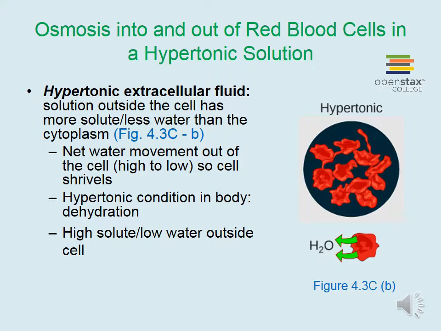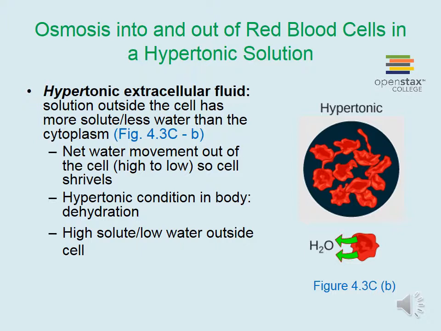Now let's take a look at red blood cells in a hypertonic extracellular fluid. Hyper as a prefix refers to a lot of something. In this case, the prefix refers to the solute concentration. Therefore, a hypertonic extracellular fluid is a solution that has more solute and less water than the cytoplasm inside the cell. Because there's less water outside of the cell, this sets up a concentration gradient in which water will flow from a higher concentration inside the cell to a lower concentration outside the cell. Because the net water movement is out of the cell, the cell begins to shrivel.